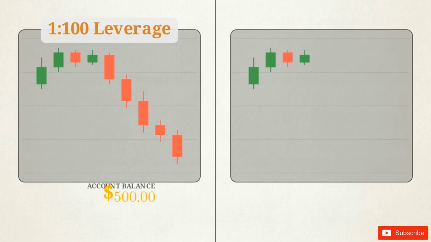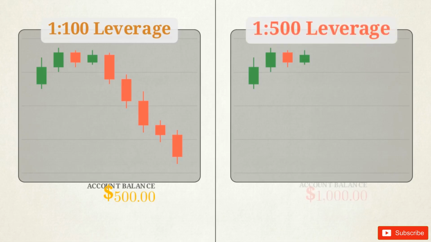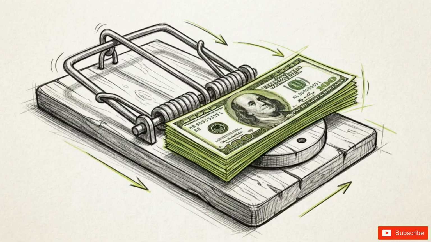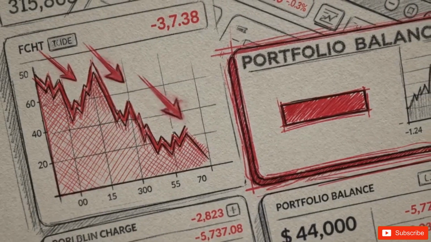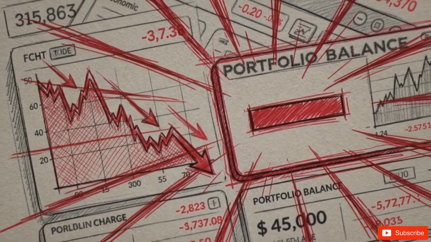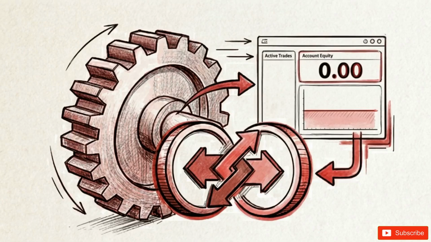Now look at the max leverage trap on the right side of the screen, operating at 1-to-500. The exact same 50-pip drop rapidly drains the entire account balance to zero. The position is wiped out in seconds. Beginners frequently default to these maximum settings under the false assumption that the broker is providing free money to generate larger, faster profits. Higher leverage does not alter the actual market movements. It strictly amplifies the financial consequences of those movements, turning normal, everyday volatility into sudden account-ending events.